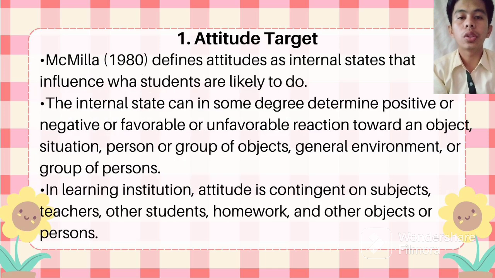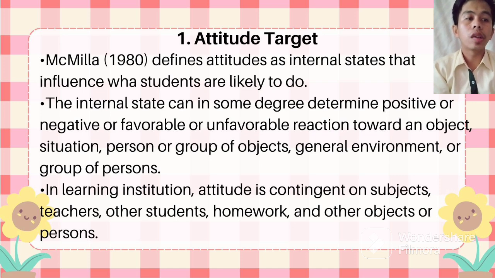First is attitude targets. Macmillan 1980 defines attitudes as internal states that influence what students are likely to do. The internal state can in some degree determine positive or negative, or favorable or unfavorable reaction toward an object, situation, person, or group of objects, general environment, or group of persons. It does not refer to behaviors, what students know right or wrong in a moral or ethical sense, or characteristics such as race, age, or socioeconomic status.